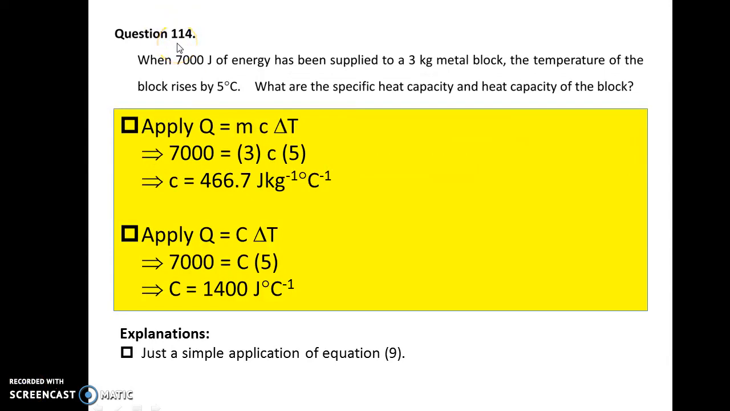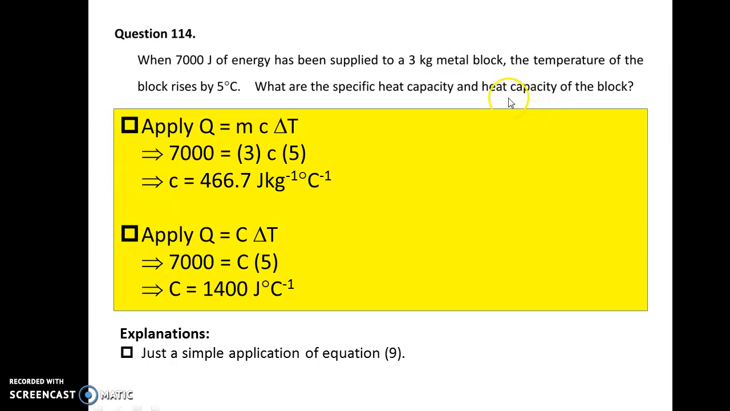Question 114. In this question, 7,000 joules of energy is supplied to a 3 kilogram metal block, and the temperature of it increases by 5 degrees Celsius. Let's find out the specific heat capacity. Using the formula Q equals mc delta T, then you may find its specific heat capacity. Note that the specific heat capacity of metal is usually small, just a few hundreds. And also note that you have to give a correct unit: J per kilogram per degree Celsius.